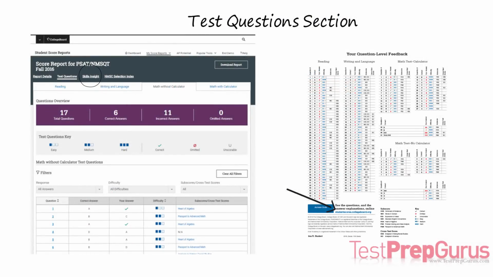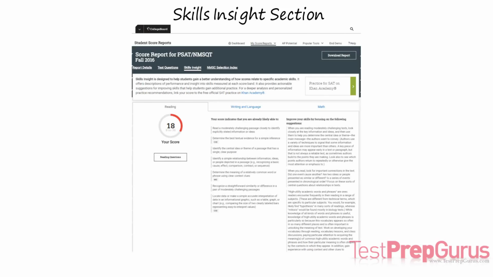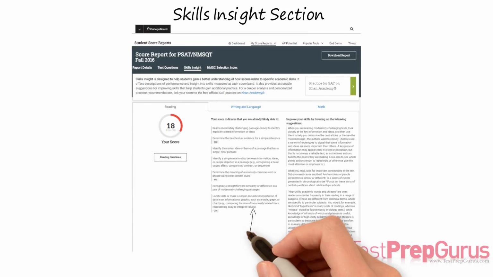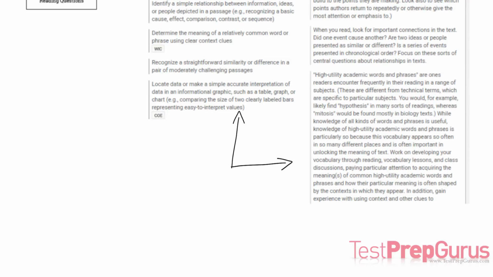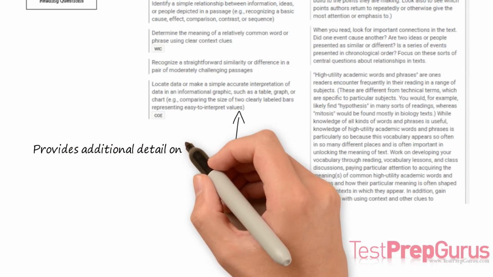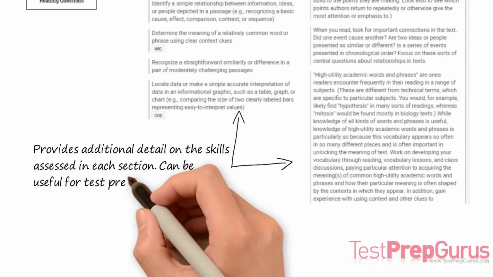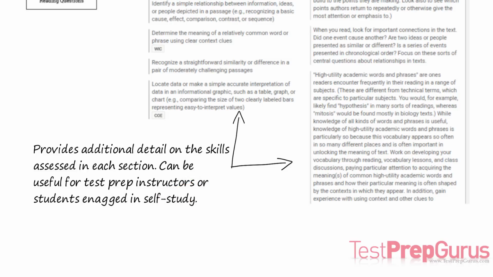Let's move on to Skills Insight. This provides more detail into the skill sets that are assessed on the PSAT. It can be useful for test prep professionals or students doing self-study. But if a student is pressed for time, they should ignore this section and spend their energy reviewing the individual test questions that they missed. That's the section we just reviewed.